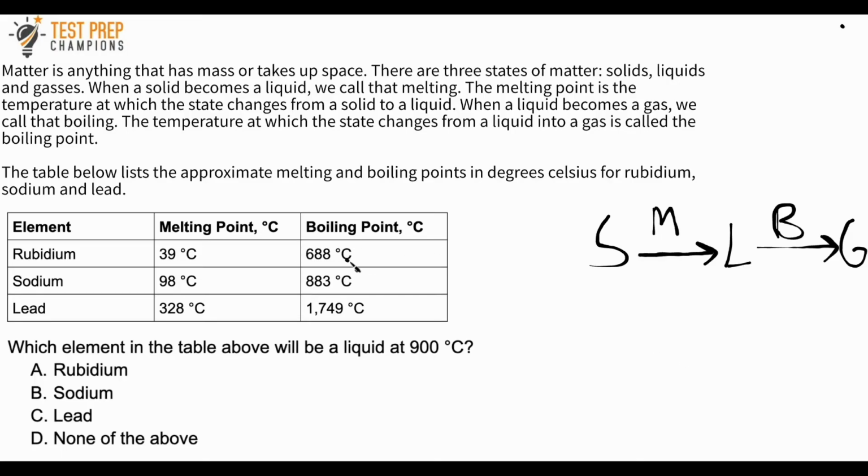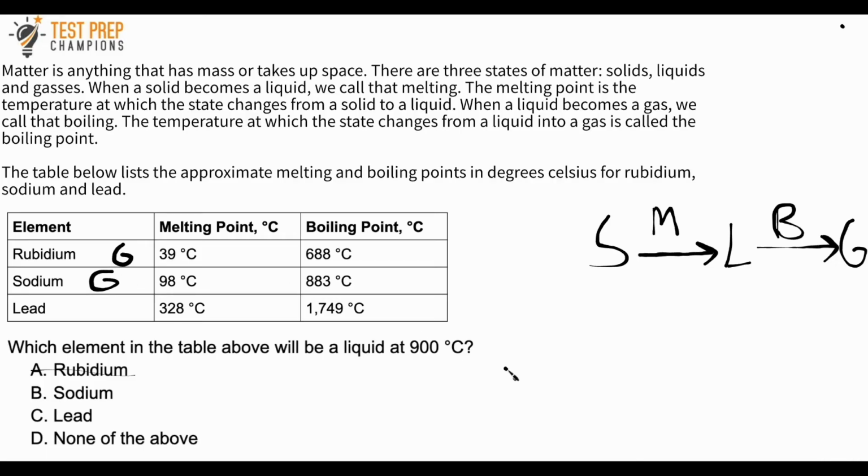Well, let's look up here. We know that the boiling point of rubidium is 688. So at 900 degrees Celsius, rubidium is going to be a gas because the temperature is higher than the boiling point. So let's take rubidium out here because it's going to be a gas at 900 degrees. So what about sodium now? Well, if the boiling point for sodium is 883 and the temperature is 900 degrees, sodium will be a gas, right? Because it boils at 883 degrees. So sodium is going to be a gas.